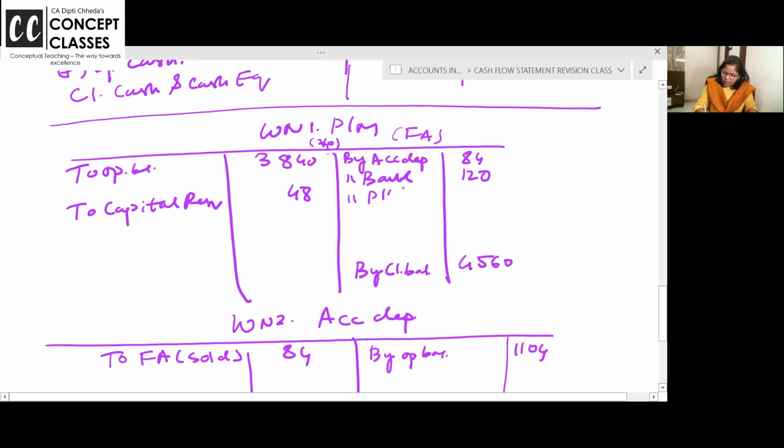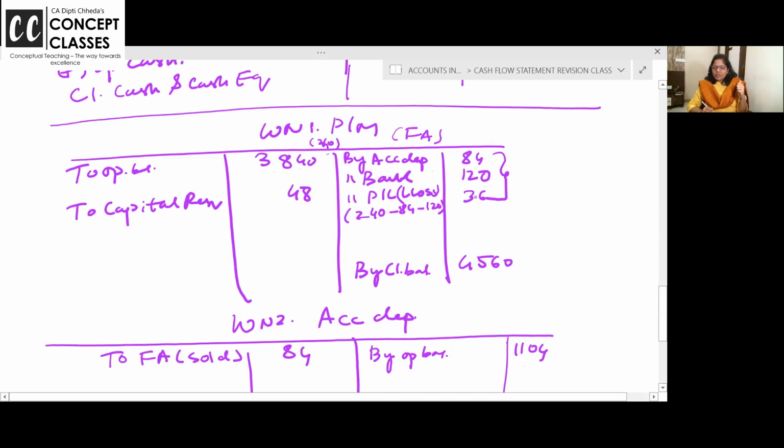Can you calculate profit and loss? How will you calculate? Original cost 240. Write this. Minus 84 if you get WDV, minus 120. See, 240 is the original cost, minus 84 is the accumulated depreciation. So 156 minus 120. 36 is loss. And if you check, the cost of the asset goes out.